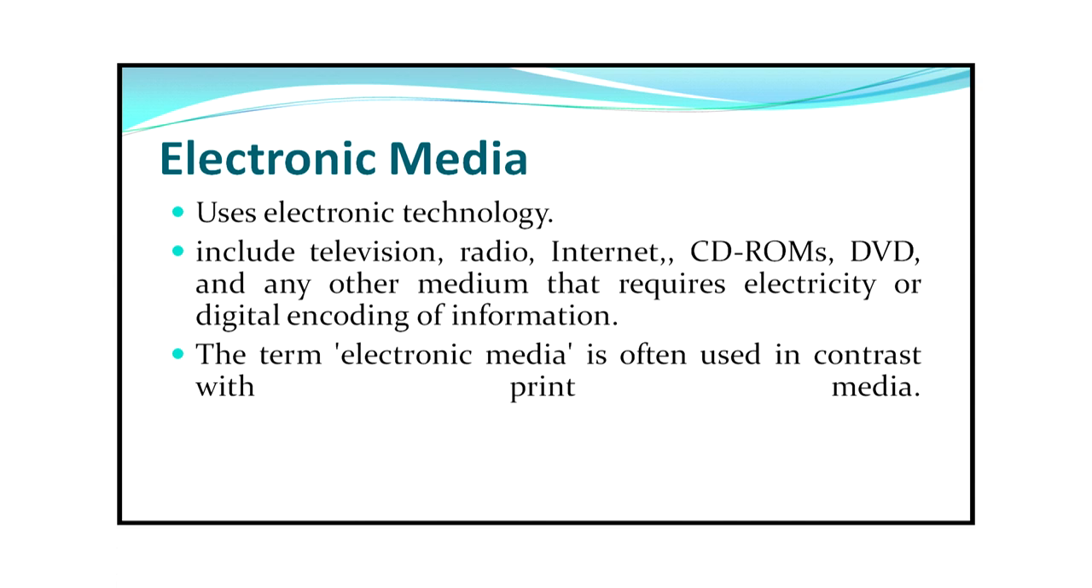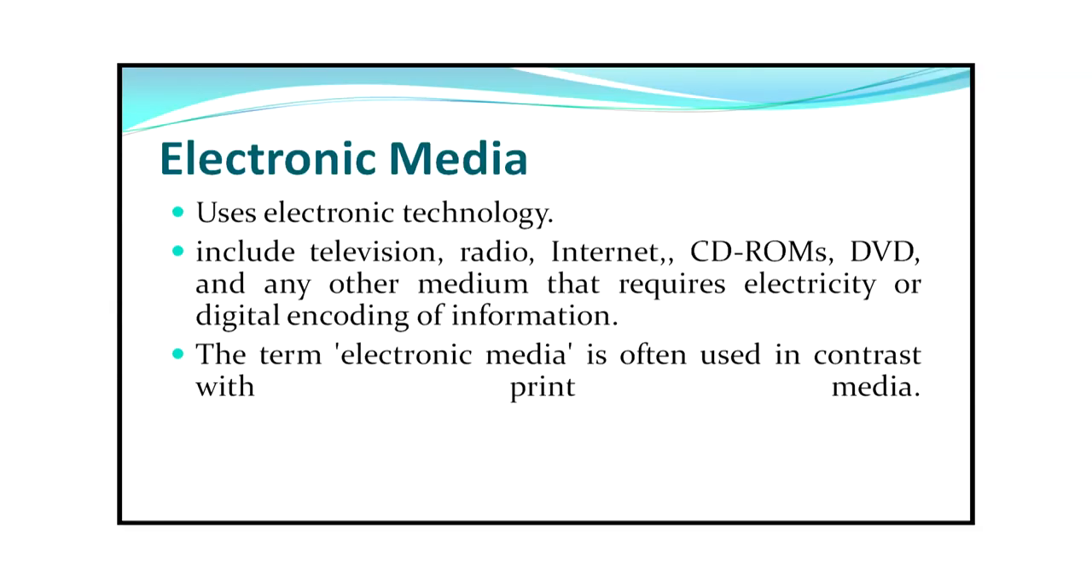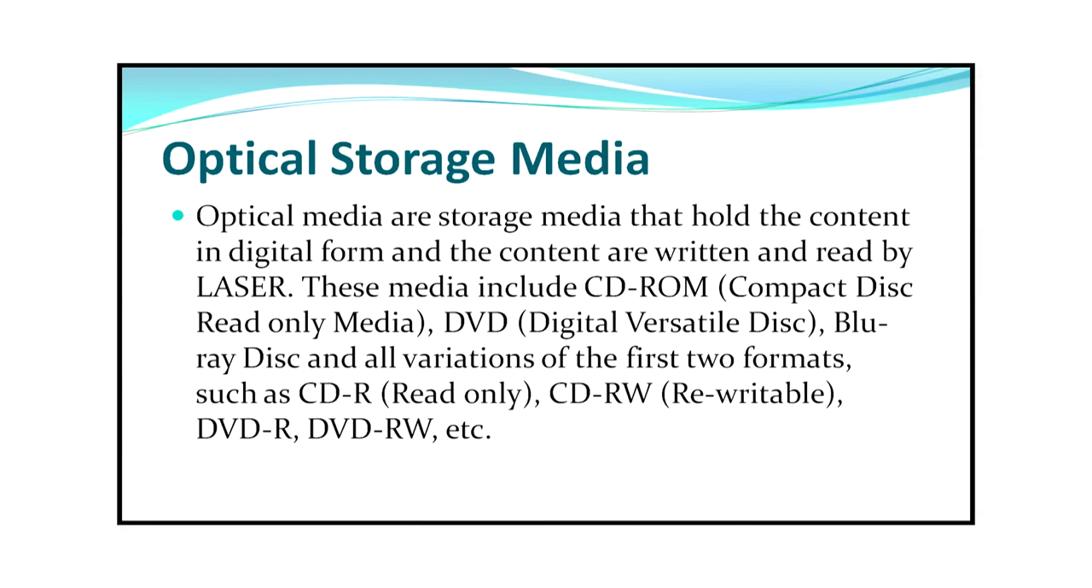Electronic media uses electronic technology. Examples are television, radio, internet, CD-ROMs and DVDs, as they require electricity or digital encoding of information. Electronic media is the term which is often used in contrast with print media. The screen shows different kinds of electronic media. We have optical storage media too, and examples are CD-ROMs and DVDs.